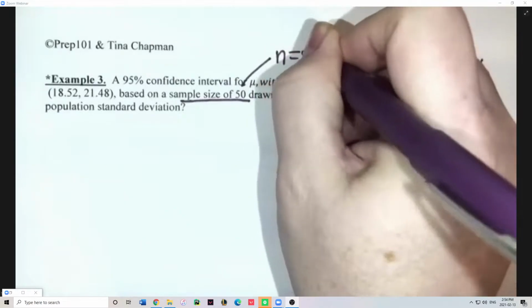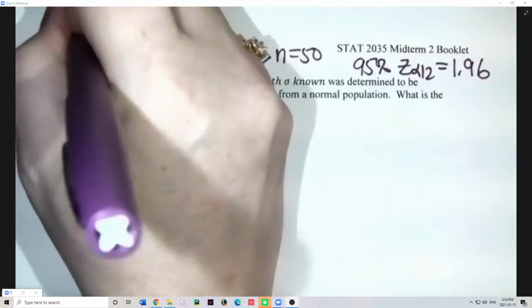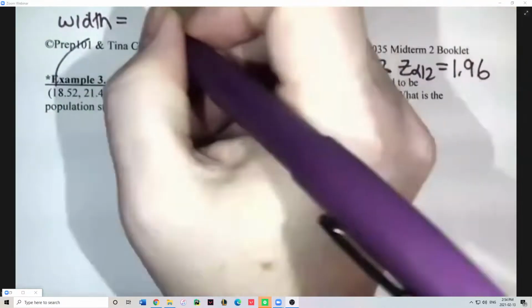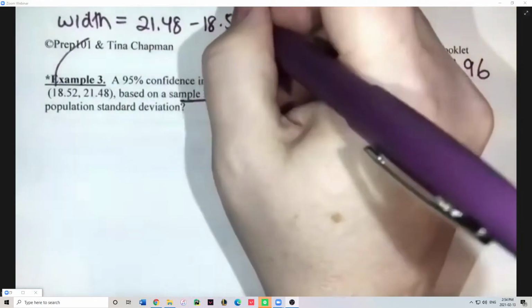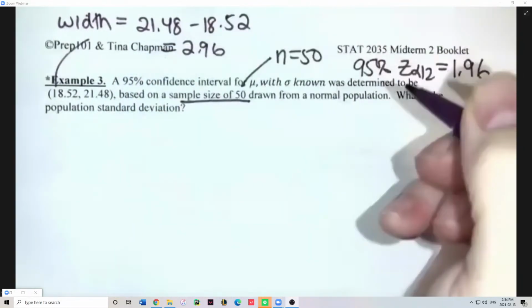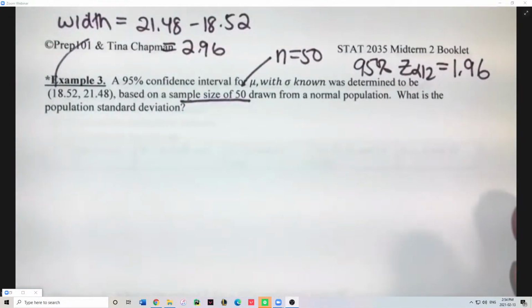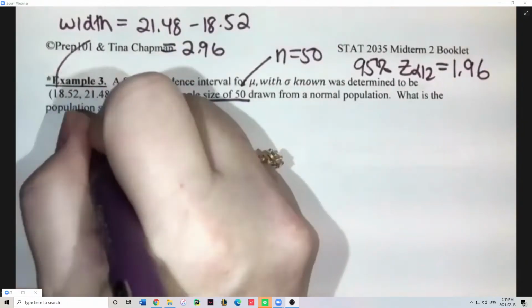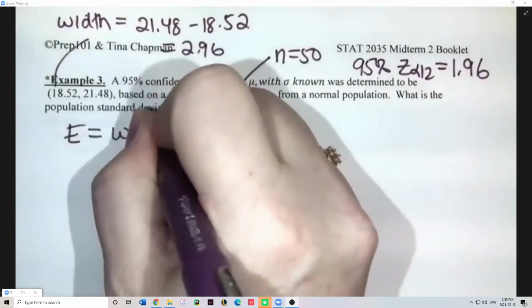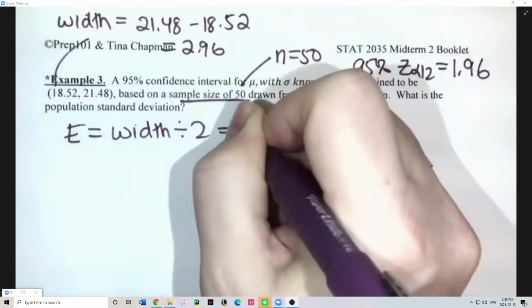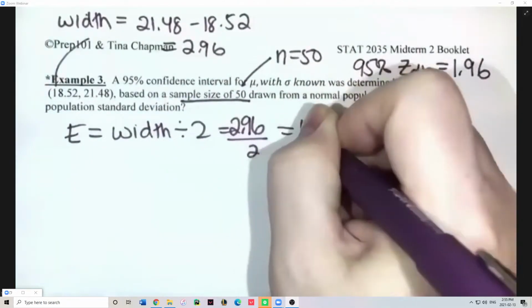That's our n. And we can calculate the width of the interval by subtracting the two numbers, the larger minus the smaller. So 21.48 minus 18.52, and that gives us a width of 2.96. So think about, how do you get the margin of error if you've got the width is 2.96? The margin of error is the width divided by 2. So 2.96 divided by 2 would be 1.48.